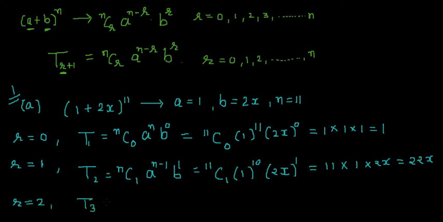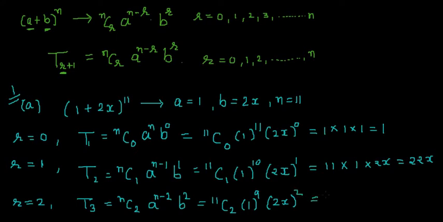T3 is nC2, because we keep r as 2 to get the third term in the general term formula: a raised to n minus 2, b raised to 2. Now n is 11, so 11C2, 1 raised to 11 minus 2, that is 9, and 2x raised to r, that is 2 power.